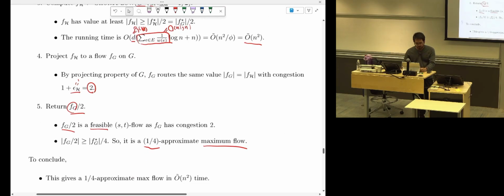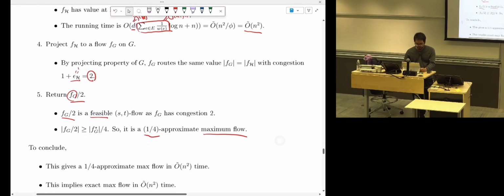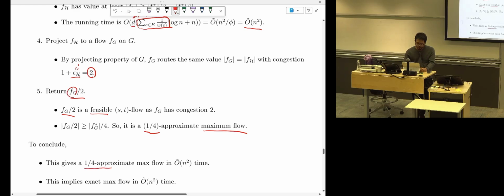So to conclude, this basically gives an approximate max flow in n squared time. And it just implies exact max flow by the reduction we just saw.